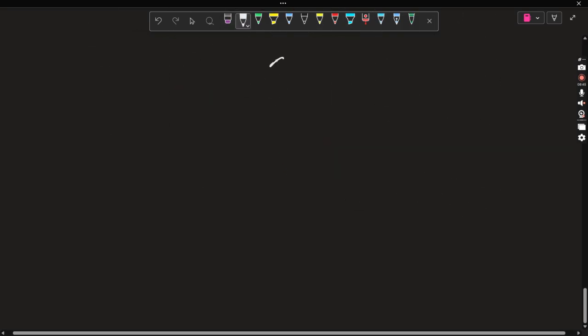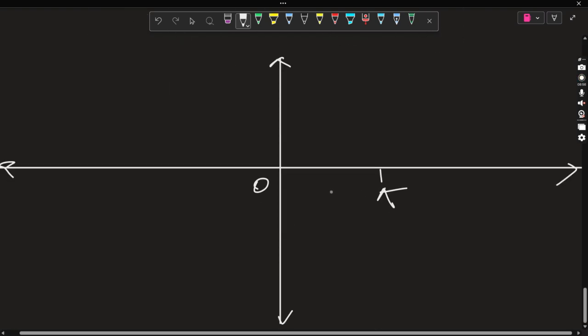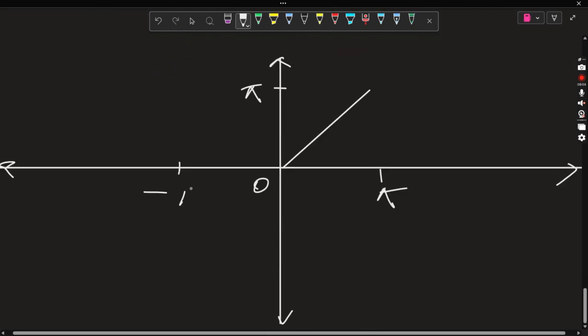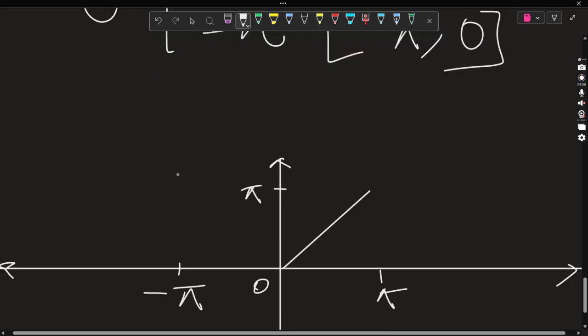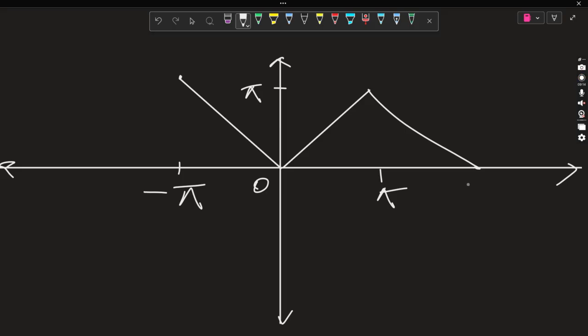So 0 to pi, it is y is equal to x. So pi. Now minus x, so minus pi to 0, and minus of minus pi is pi, and minus of 0 is 0, so it will be something like this, right? And now you just need to repeat it. It is pi, so it will be 2 pi, it will be minus 2 pi, just repeat it, and so on.